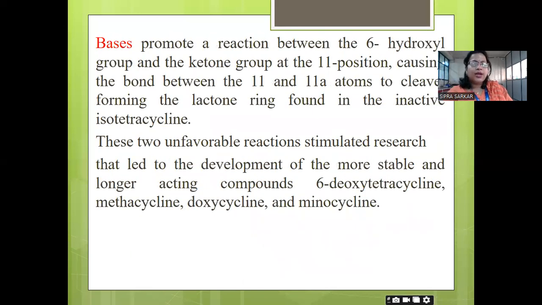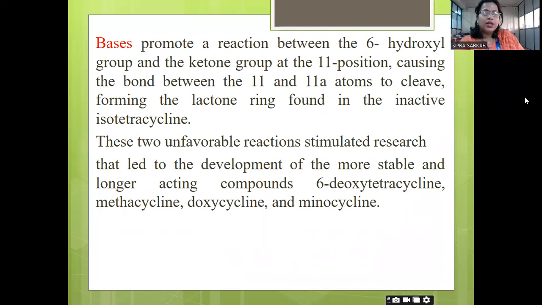So like this, at the 6 alpha position, strong acid makes a strong attack at the 6 hydroxyl. Base also promotes an attack on the ketone group at the 11th position, causing the bond between the 11 and 11A atoms to cleave the ring, and it is found in the inactive isotetracycline.